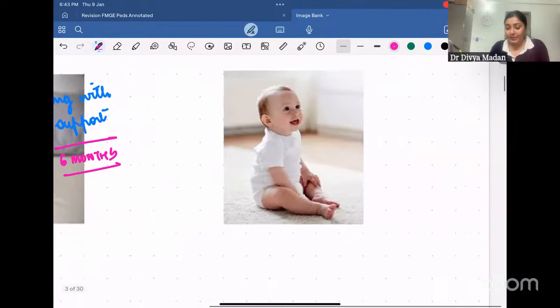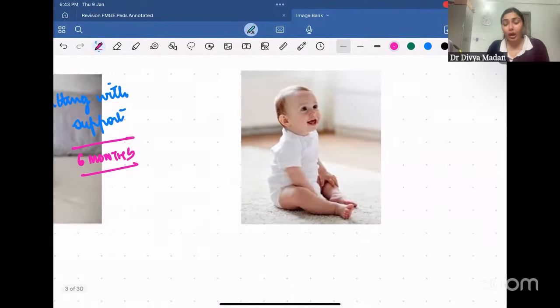Thereafter comes this. This is sitting without support. Now the child is not taking the support of the two arms. This is sitting without support.